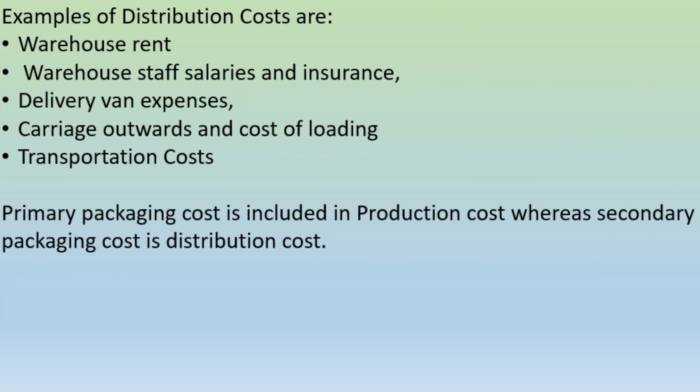Examples of distribution costs are warehouse rent, warehouse staff salaries and insurance, delivery van expenses, carriage outwards and cost of loading, transportation costs. Primary packaging cost is included in production cost, whereas secondary packaging cost is included in distribution cost.